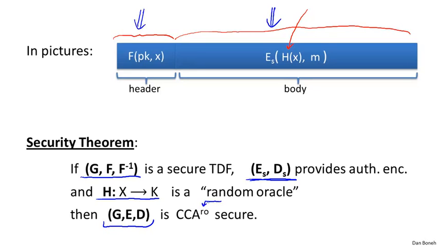What I want you to remember is if the trapdoor function is in fact a secure trapdoor function, the symmetric encryption system is secure against tampering, so it provides authenticated encryption. And H is in some sense a good hash function. It's a random function, which in practice you would just use SHA-256. Then in fact the system that we just showed is CCA secure. It's chosen ciphertext secure.